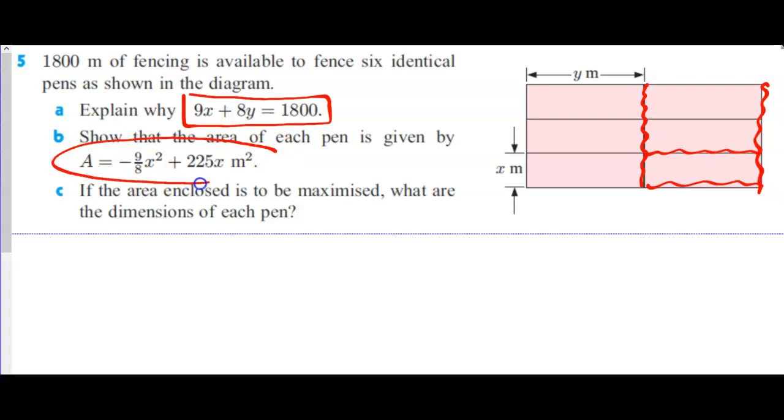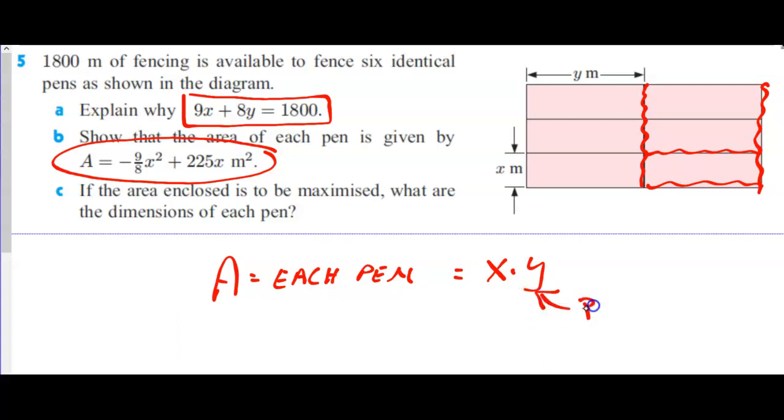This looks a little crazy, so don't look at it. Just find the area of each pen. And it's equal to x times y. That's it. Oh, wait a minute. Can you put this in terms of x? Gee, it would be so great if we had an equation that had x and y in it. Oh, we do.